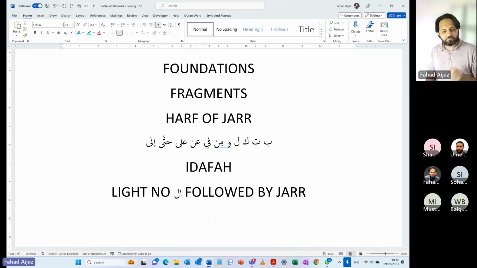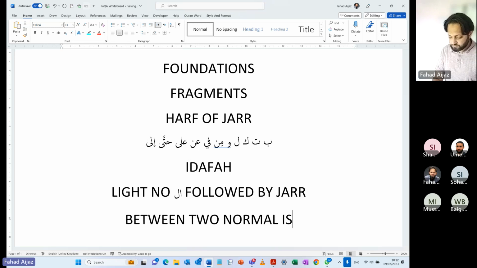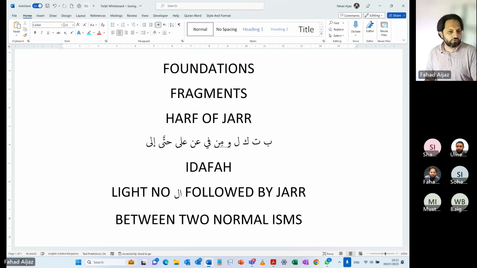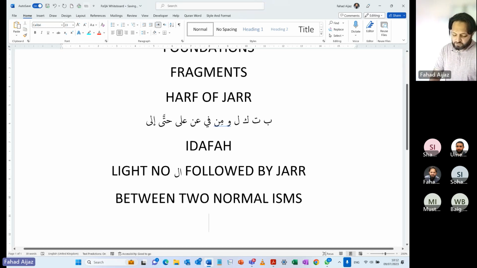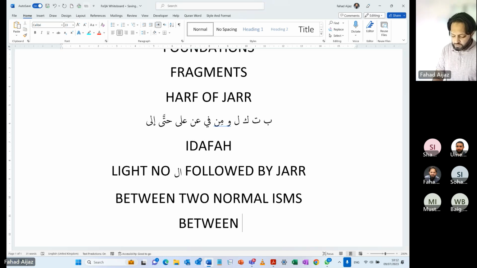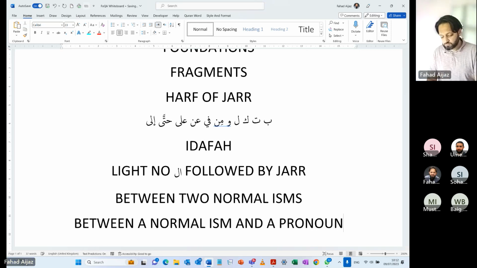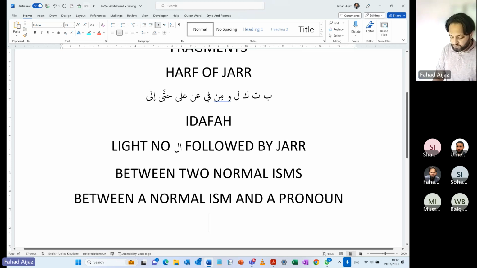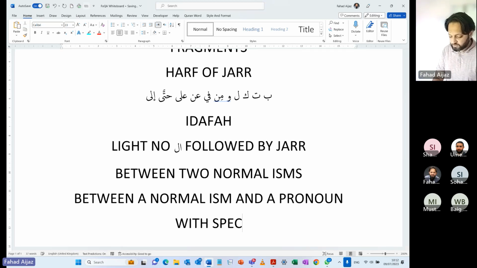And we did 3 flavors of idafa. The first flavor was idafa between two normal isms. Baitullahi, for example, Bait and Allahi. Then we did idafa between a normal ism and a pronoun, right? So we did all the pronoun chart, for example, fi, he, and all of those things. And the third flavor of idafa we did was with special mudafs.